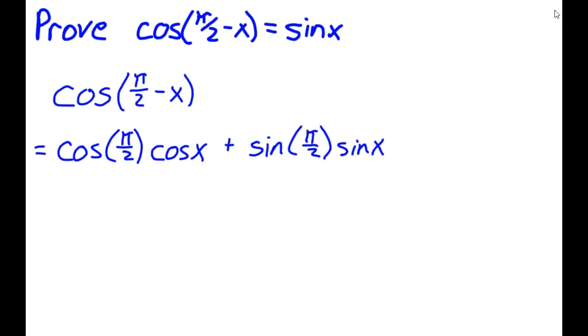So using the difference identity to expand this out, we have the cosine of pi over 2 times the cosine of x plus the sine of pi over 2 times sine of x. Using the unit circle, the cosine of pi over 2 is 0, so 0 times cosine x will just be 0, plus the sine of pi over 2 is 1 times sine x. If we simplify this down, we just get sine of x. So we prove that the cosine of pi over 2 minus x is equal to sine x.